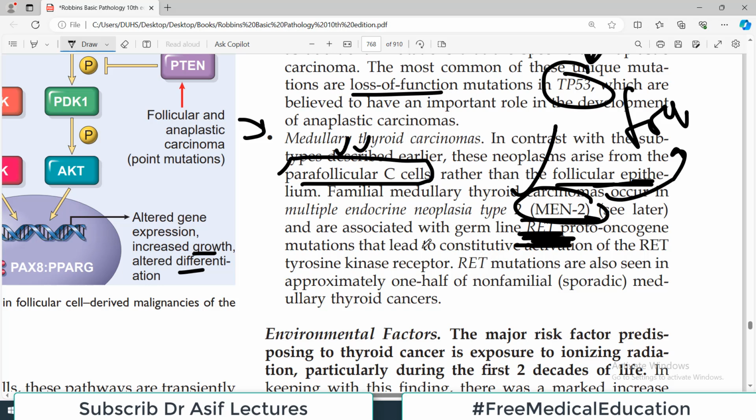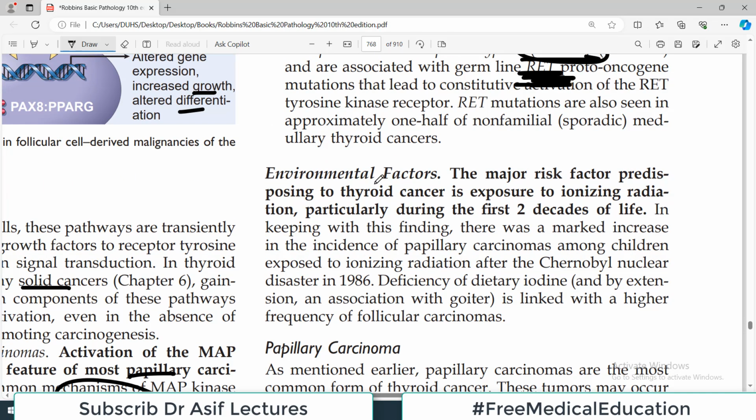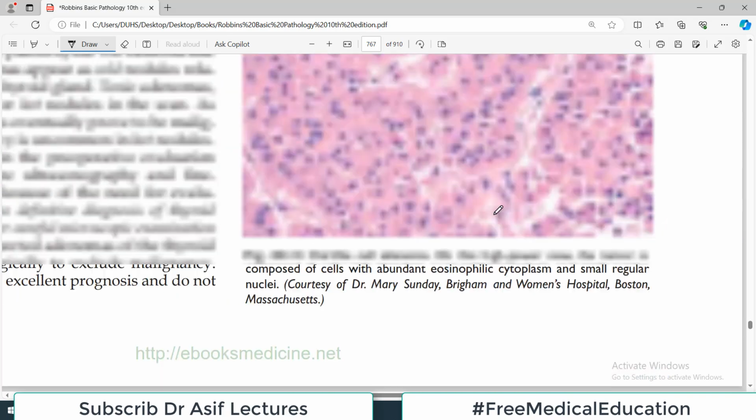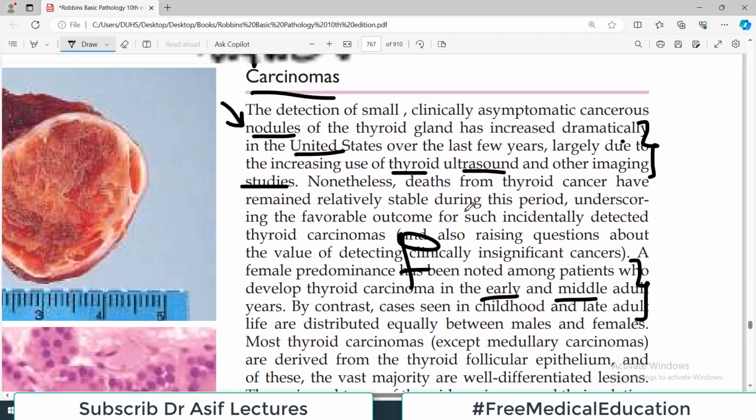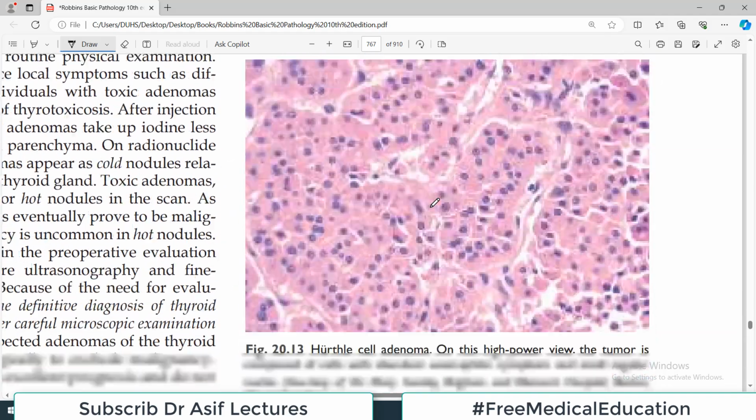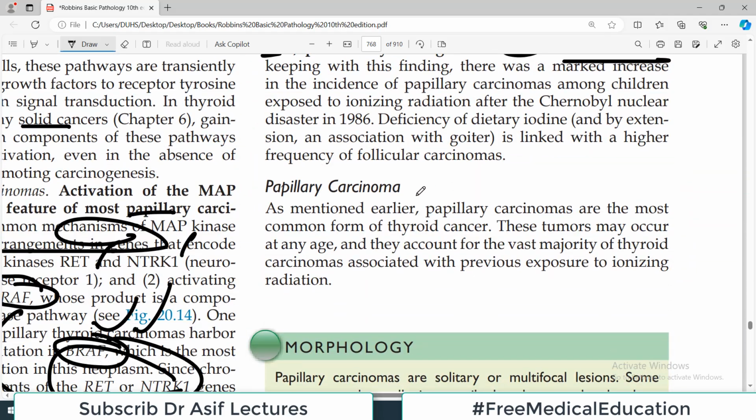Okay, so for everyone you have to remember there are a couple of mutations and a couple of rearrangements that you have to remember. Not only the genetic factors play a role in thyroid cancer, but there are also environmental factors. The major risk factor predisposing to thyroid cancer, listen to this carefully, is exposure to ionizing radiation, particularly during the first 2 decades of life. So this is why we initiated the paragraph with that ultrasounds and imaging is probably increasing the incidence rate of thyroid cancers.